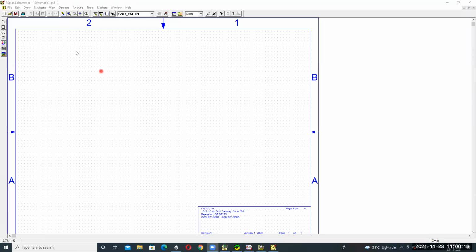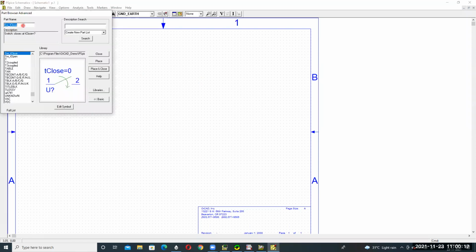Open the PSpice schematic. Under the PSpice library, find the switch T close. This type of switch is available: one is called switch open, and this one is called switch T close. Select this switch T close from the PSpice library and place it here.